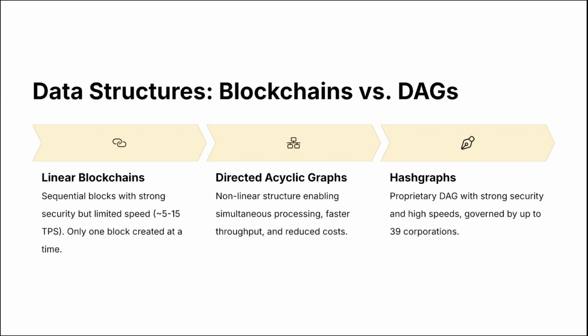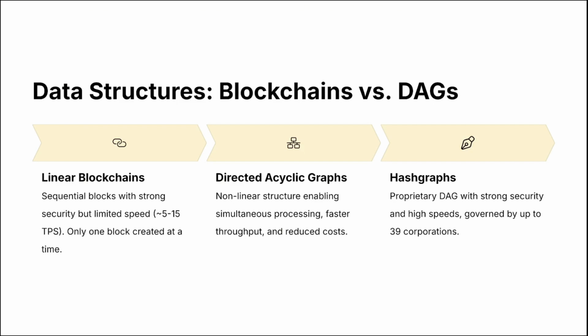Linear blockchains like Bitcoin or Ethereum organize data into a single sequential chain of blocks. Each block links to the one before, creating a clear auditable history. This structure offers strong security and decentralization, but it actually comes with limitations, primarily speed, because only one block is created at a time, and transaction throughput tends to be very low, typically around 5 to 15 transactions per second.